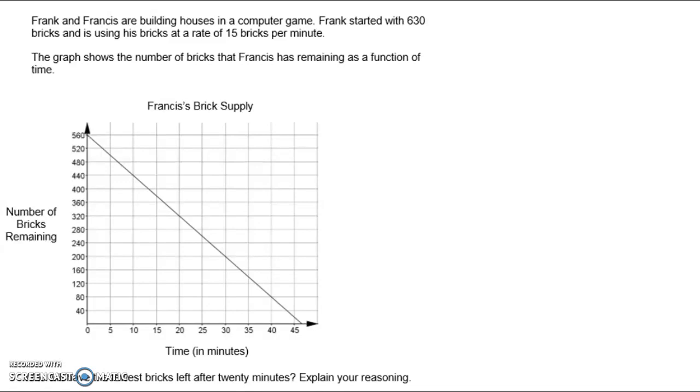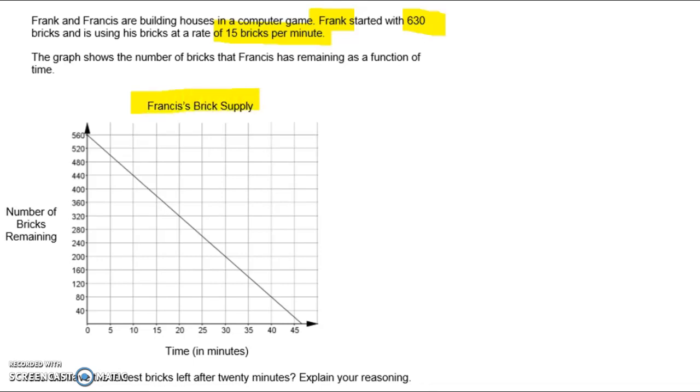And the last one. Frank and Francis are building houses in a computer game. Frank started with 630 bricks and is using his bricks at a rate of 15 bricks per minute. The graph shows the number of bricks that Francis has remaining as a function of time. Who will have the fewest bricks left after 20 minutes? So Frank's representation of bricks is right here. So Frank started with 630 and he's using 15 per minute. Francis is listed in the graph.